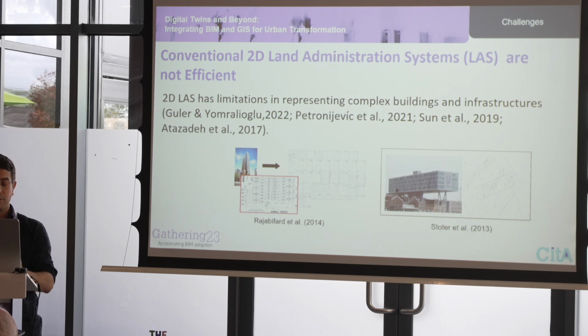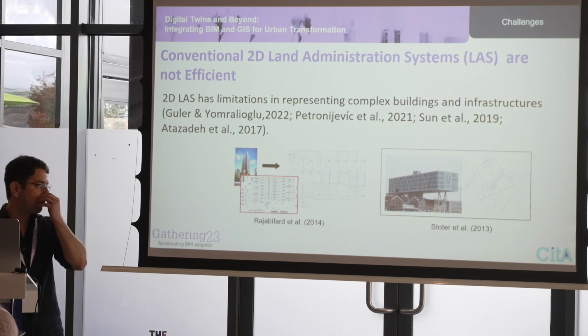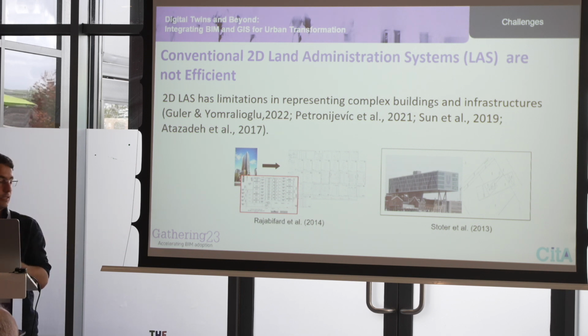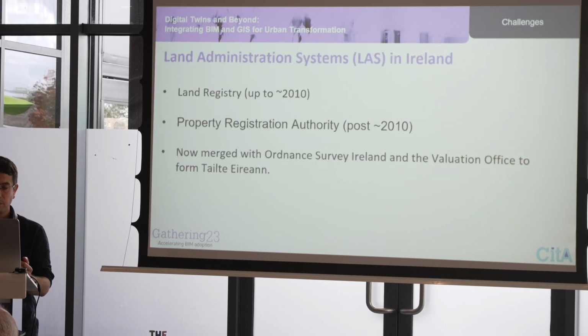with limited visualization. Or in other cases, you can see in the second photo, we have a building that's actually passing over other buildings, or maybe we have infrastructure passing over other land use cases. That's why the 2D conventional land administration systems are not very efficient.